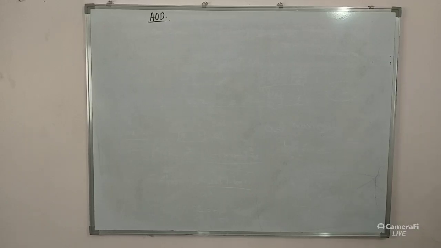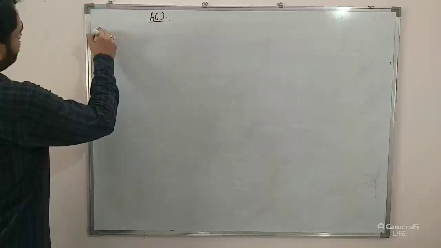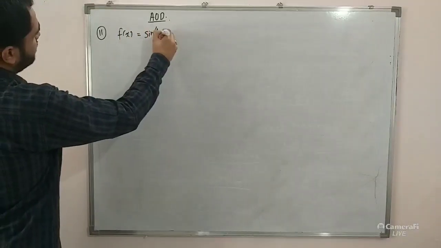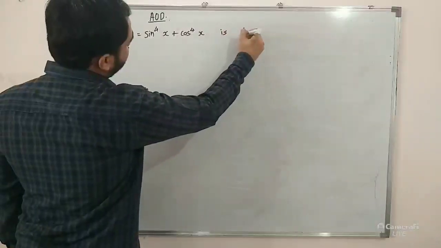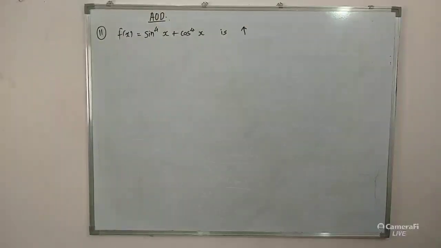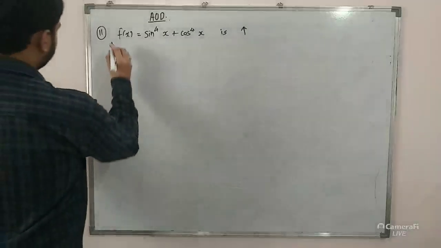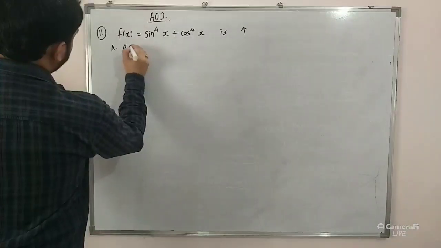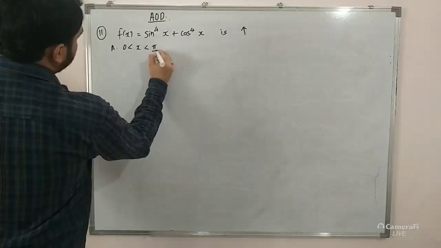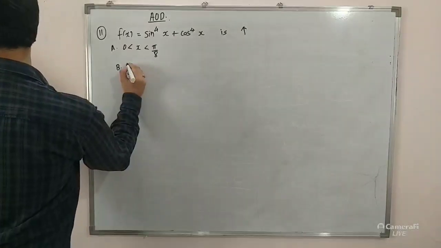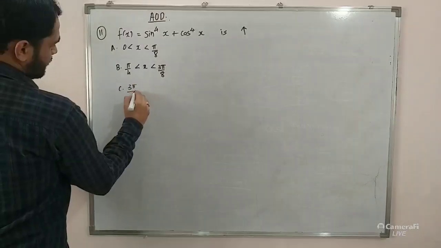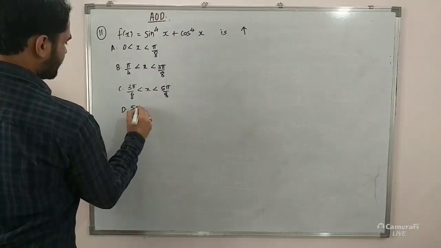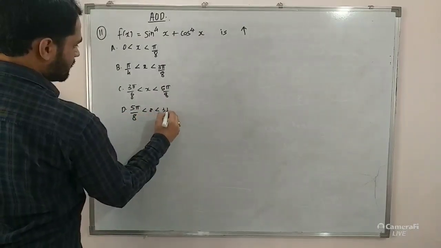In the 11th question, there is one function given, f of x is equal to cos raised to 4x, is increasing for the interval. अब देखो यहाँ पे हमें 4 इंटरवल्स दिए गए और ये ऑप्शंस तो हमें लिखने होंगे यहाँ पे। A option is given 0 is less than x is less than pi by 8, b option is pi by 4 less than x less than 3 pi by 8, now c option is 3 pi by 8, and d option is 5 pi by 8 is less than x is less than 3 pi by 4.